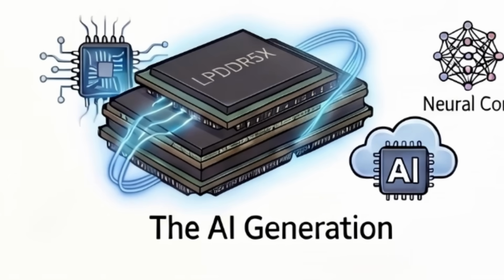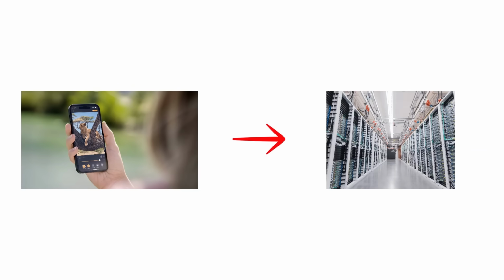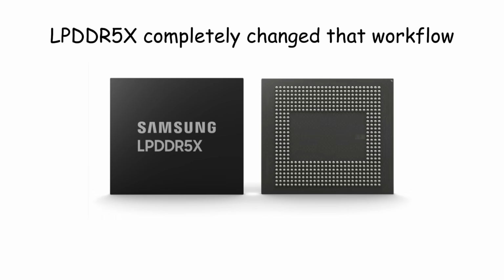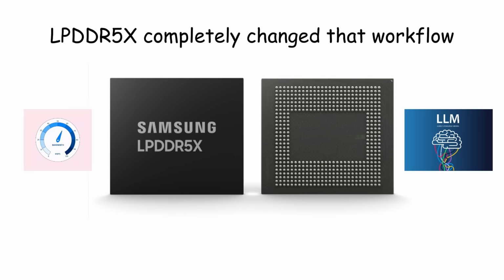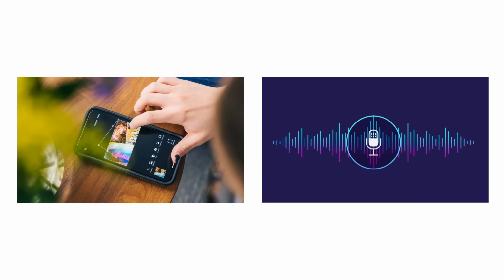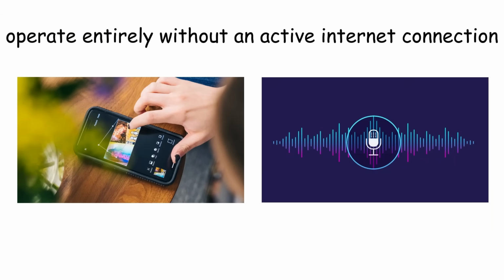Chapter 9. LPDDR5X. For a long time, features like facial recognition, voice dictation, or smart photo editing didn't actually happen inside your device. Your phone merely packaged the data, sent it out to a remote cloud server, and waited for an answer to come back over the internet. LPDDR5X completely changed that workflow. By offering massive bandwidth leaps, it allowed complex large language models and neural networks to run natively on local hardware. This enabled instant real-time translation, on-device generative photo tools, and voice assistants that operate entirely without an active internet connection.